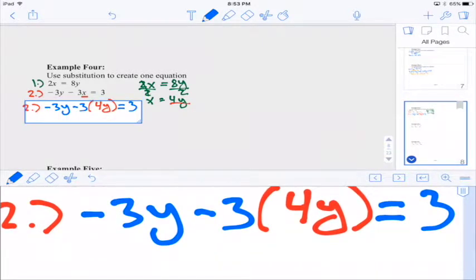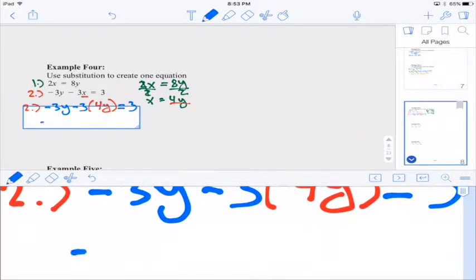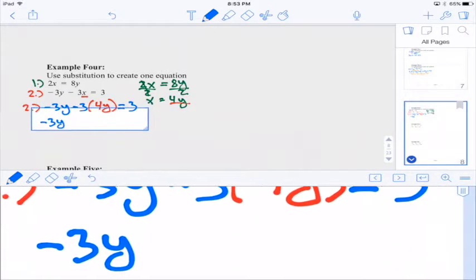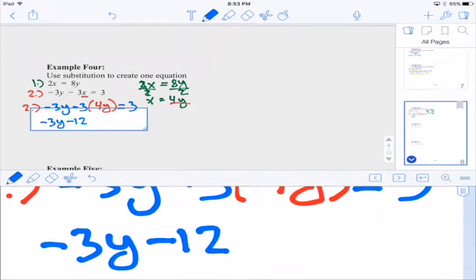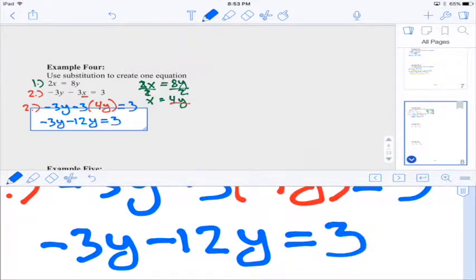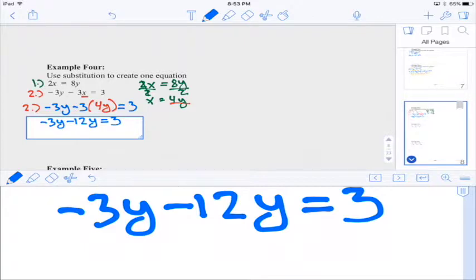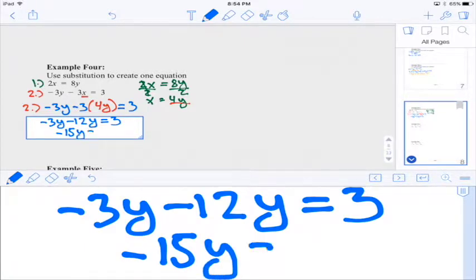Now I'm just going to multiply real quick. So negative 3y. Negative 3 times 4 is negative 12. So negative 12y equals 3. That's all I need to do today. I can combine like terms if I want. So negative 3y minus 12y is negative 15y equals 3.